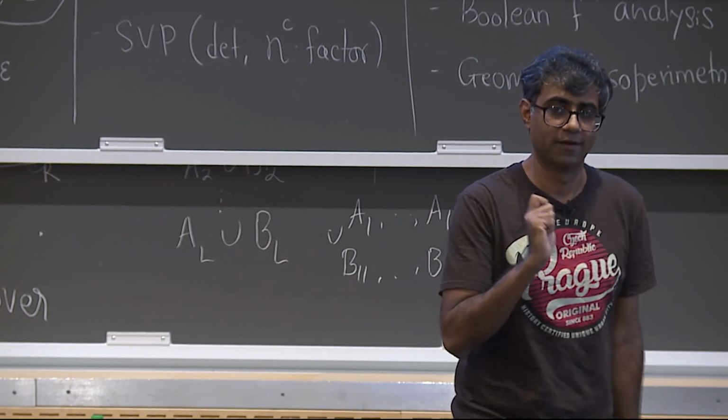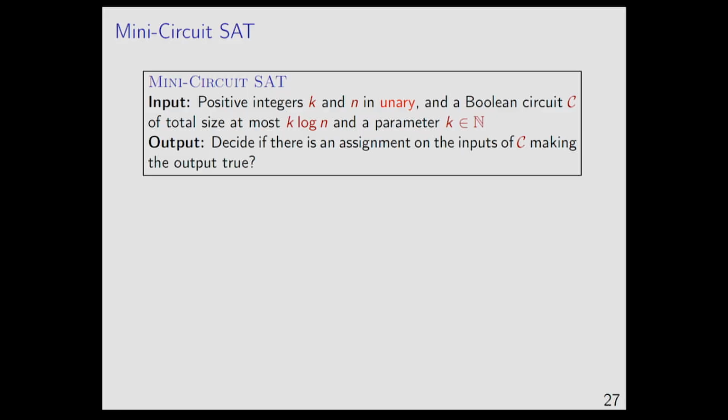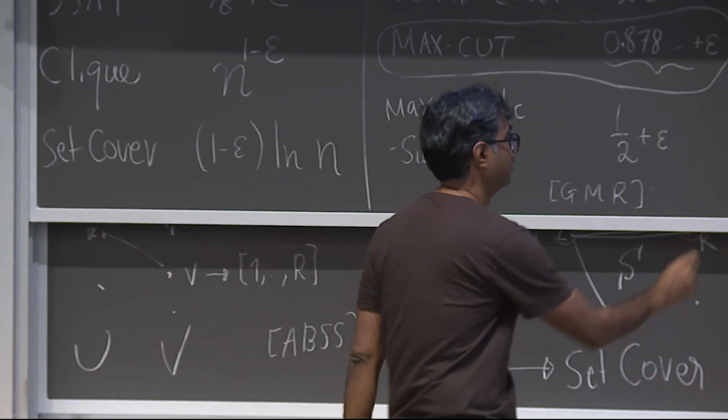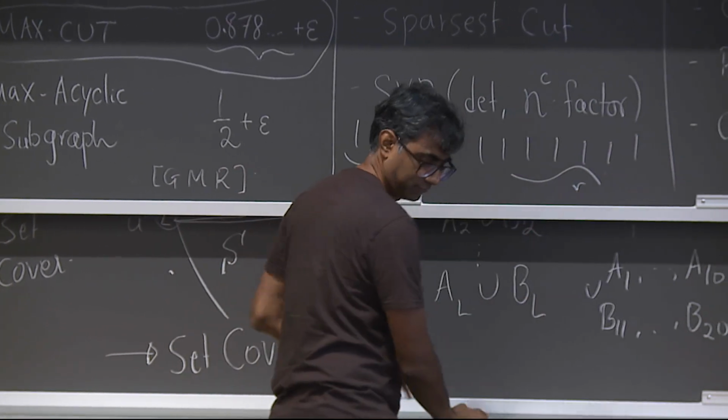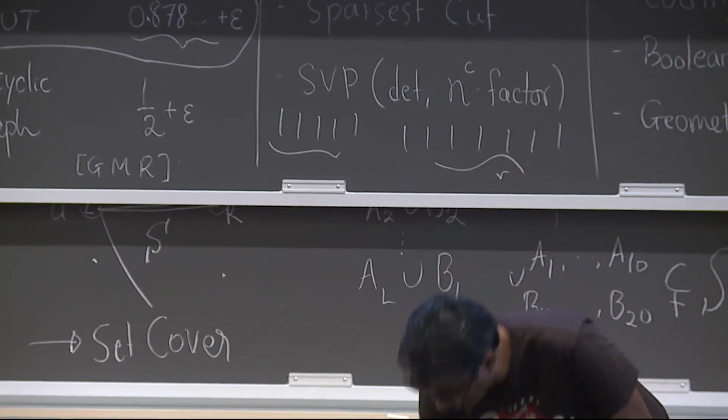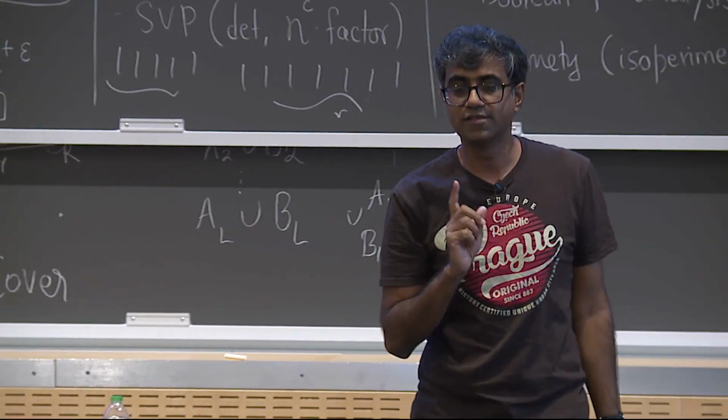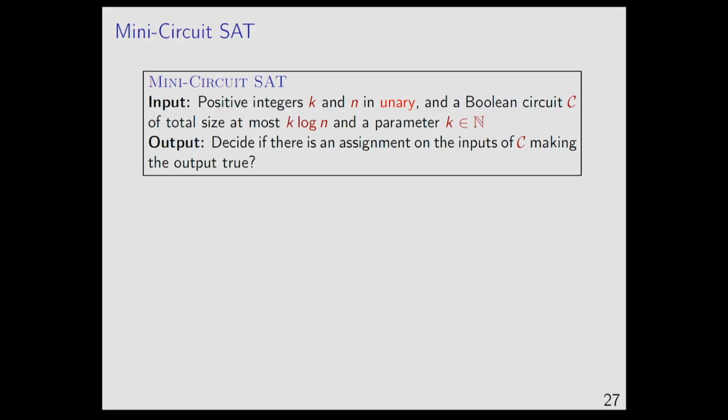Okay. So now comes the kicker. Something called mini circuit SAT. Okay? So what does mini circuit SAT consist of? Positive integers k and n written in unary. It's what it sounds like. Basically it means you make the input big just by padding. You write 1, k times, then you write 1, n times. It means nothing, but you just write it down. It's just padding. And you're given a Boolean circuit C of total size k log n, and the parameter is k, the natural number. Decide if there's an assignment on the inputs of C making the output true, right? So this is what I call mini circuit SAT.